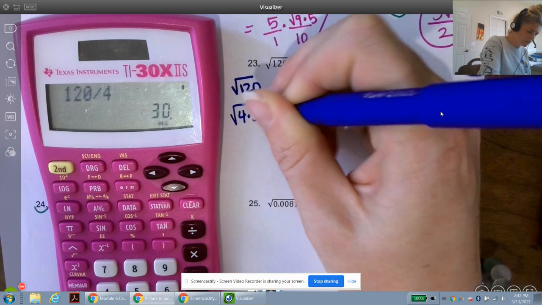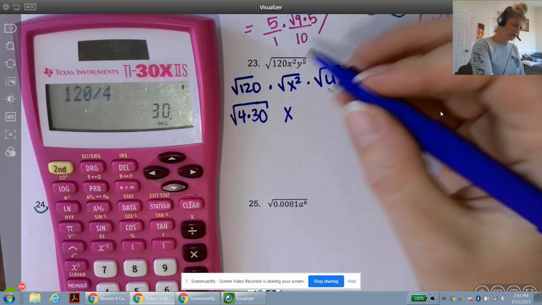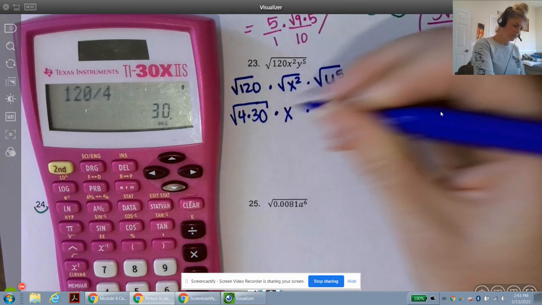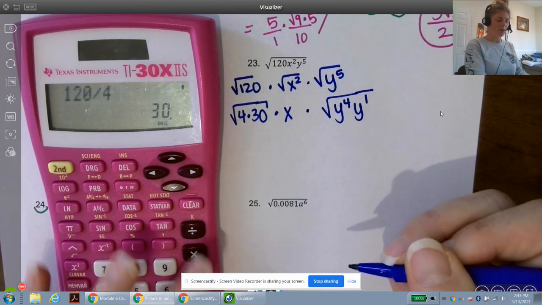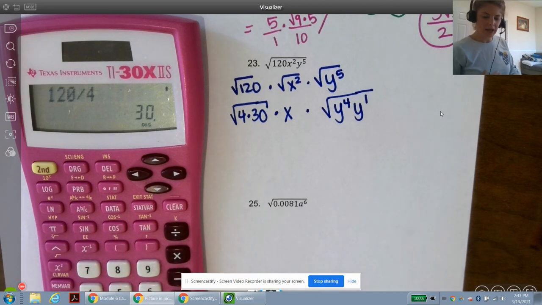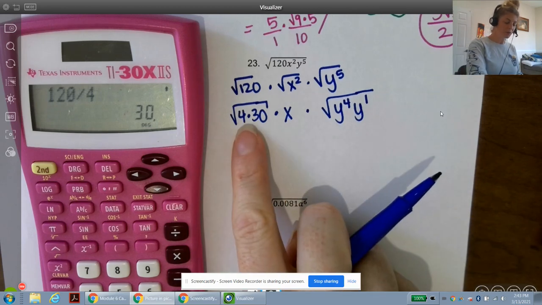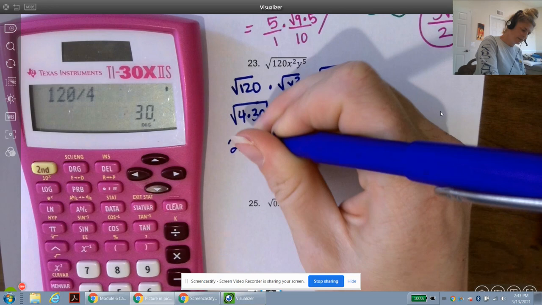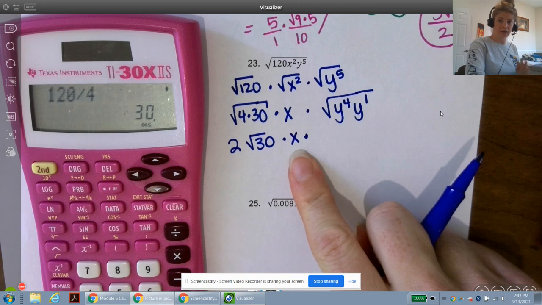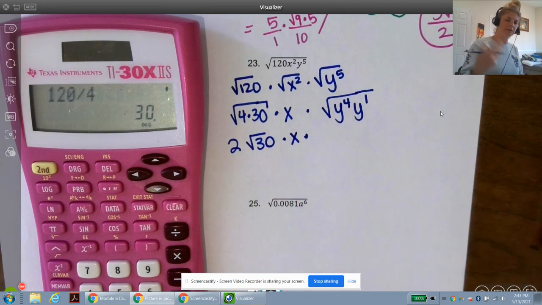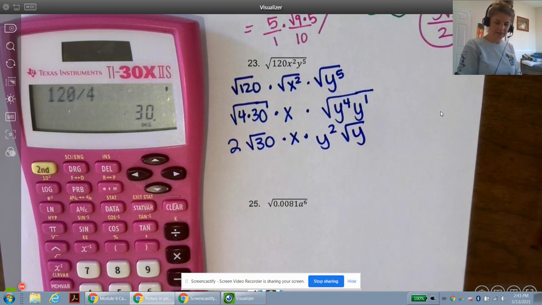So 4 times 30. Square root of x squared we know is x because they're inverse operations. And we're going to rewrite y to the 5th as square root of y to the 4th times y to the 1st. Okay, so from here, we know that square root of 4 is 2, so I can pull that out. Leave the square root of 30 on the inside. I have x now. I misspoke. And then the square root of y to the 4th, take half of that, pull it out, y to the 2nd, and that other y just stays on the inside.